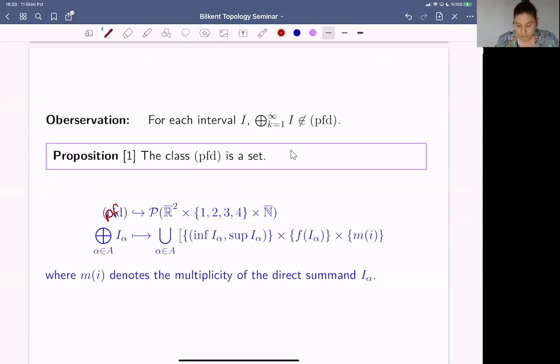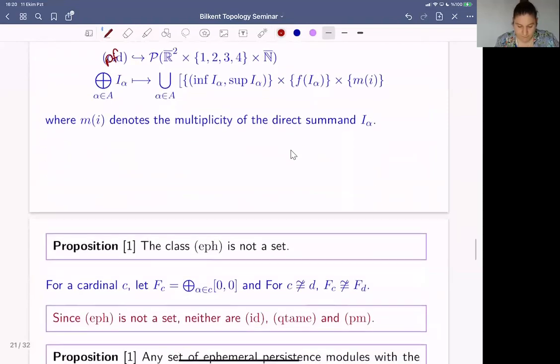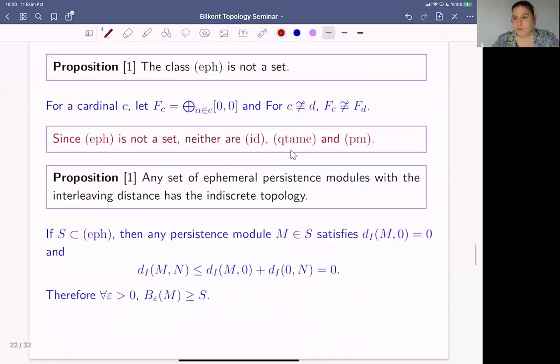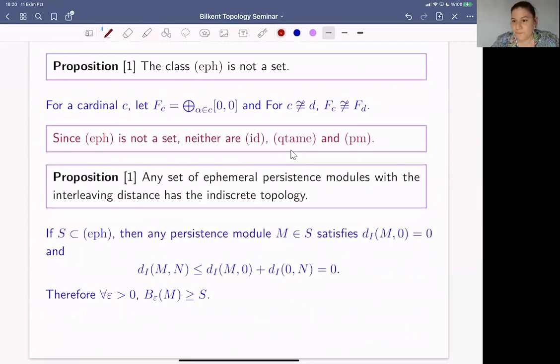But for the ephemeral persistence case, if I understood your question, for the ephemeral persistence modules, you can also find an ephemeral persistence module for each vector space. For instance, you get everything 0, and at the point 0, you get your vector space V, and the rest is again 0. So this is an ephemeral persistence module. And so all vector spaces are embedded into ephemeral persistence modules. So definitely you can say that, but we use another proof.